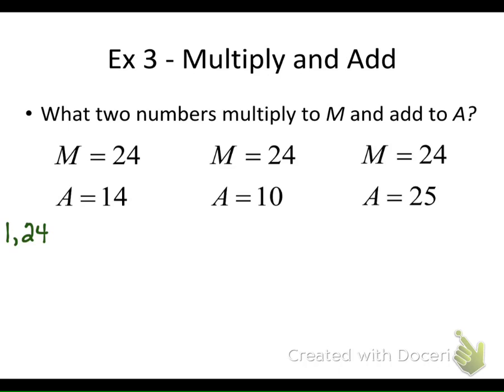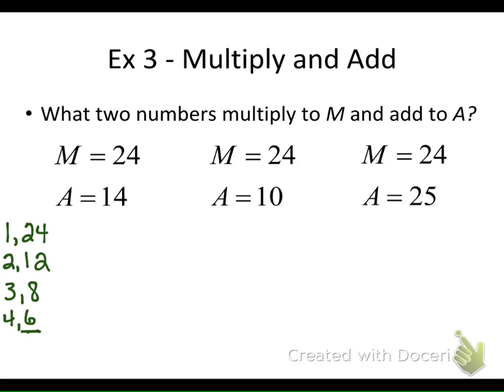1 times 24 will get me to 24, right? 2 times what equals 24? 12. 3 times what equals 24? 8. 4 times what equals 24? 6. 5 times what equals 24? Nothing. Can't do it. My next number would be 6, right? Did I already use a 6? Yep. So I'm done. So all of these numbers here, I can multiply together and I get my 24.